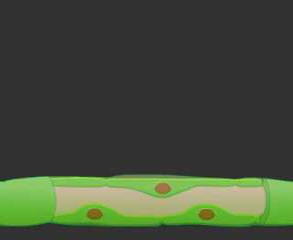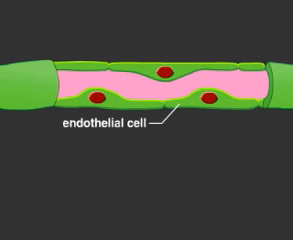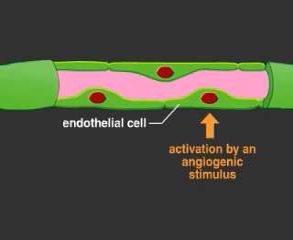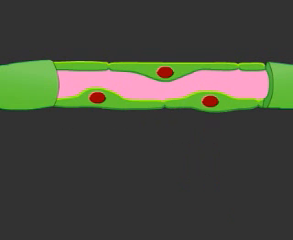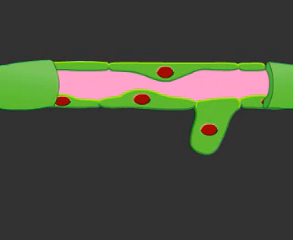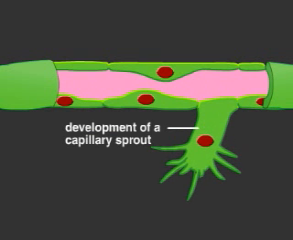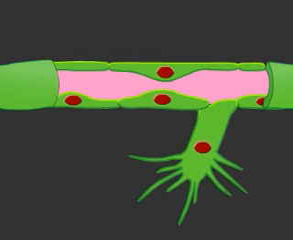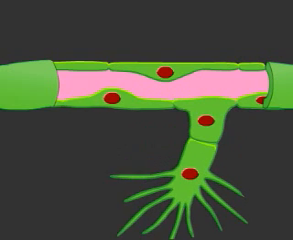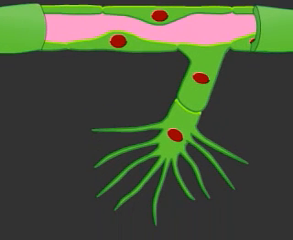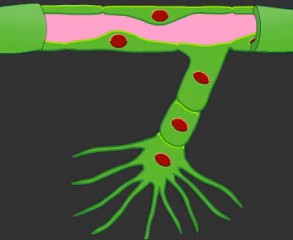The process begins when an endothelial cell of a small vessel is activated by an angiogenic stimulus, such as vascular endothelial growth factor, or VEGF. In response to the stimulus, the endothelial cell becomes motile and extends filopodia that guide the development of a capillary sprout. The leading or tip cell continues to move away from the capillary as cells behind it migrate in and divide, forming a stalk. The sprout begins to hollow out, forming a tube.